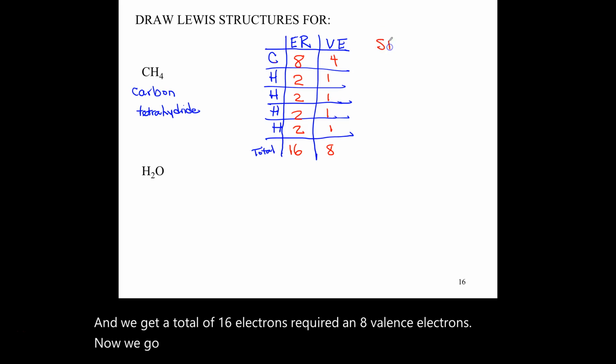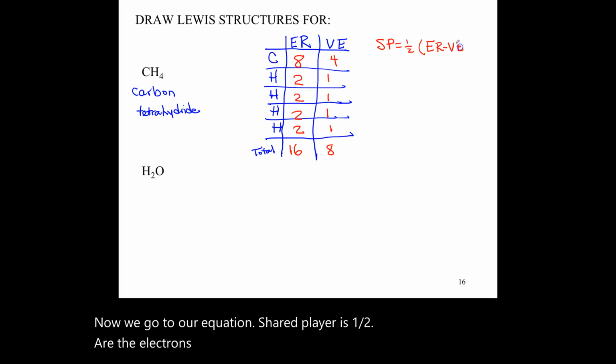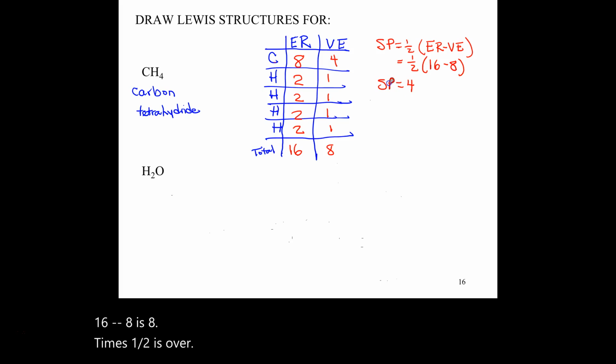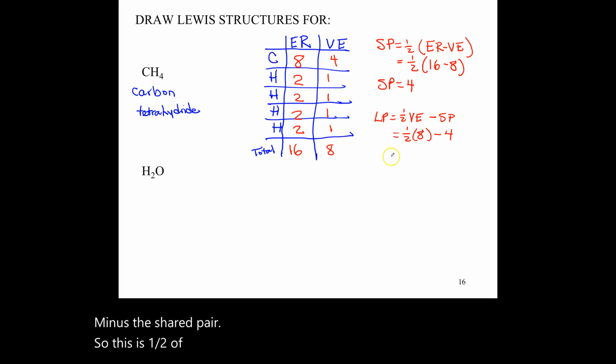Now we go to our equation. Shared pair is 1/2 of the electrons required minus the valence. So this will be 1/2 of 16 minus 8. 16 minus 8 is 8, times 1/2 is 4. There will be 4 shared pair in this molecule. Lone pair is 1/2 of the valence minus the shared pair. So this is 1/2 of 8 minus 4. Half of 8 is 4. Minus 4 will be 0. There will be 0 lone pair.